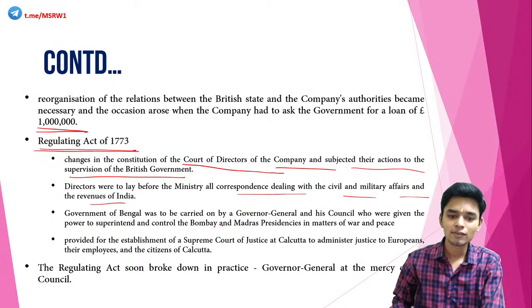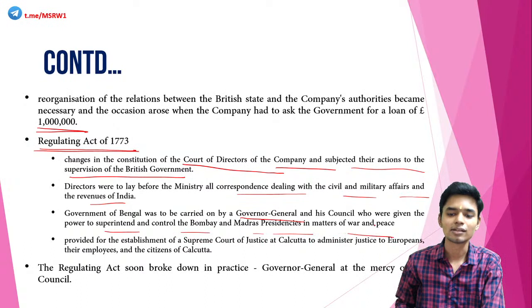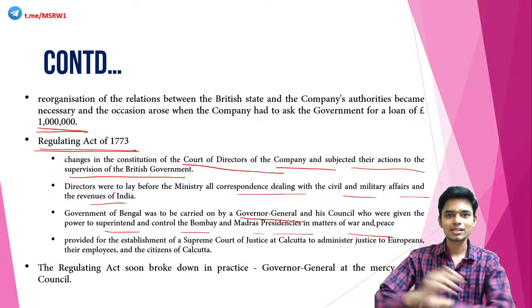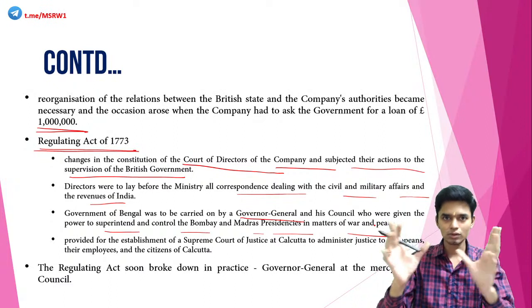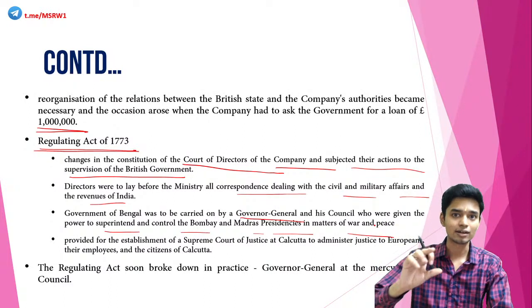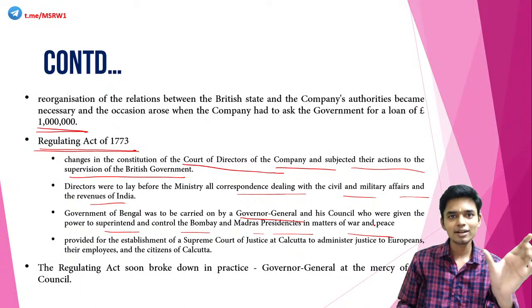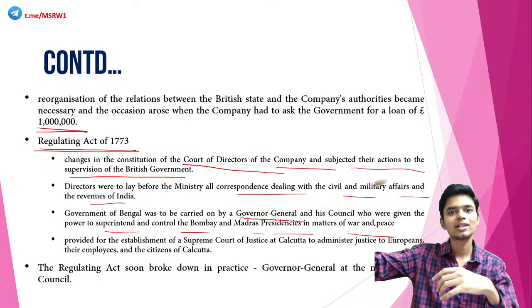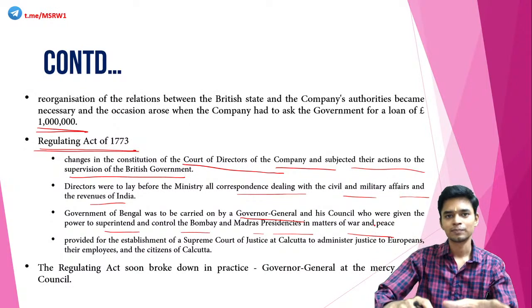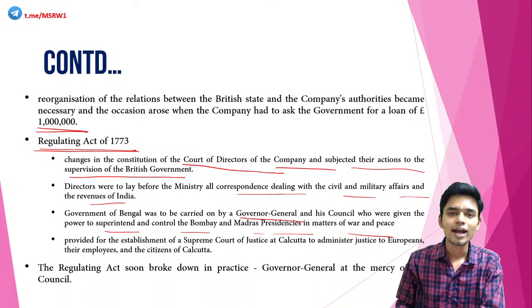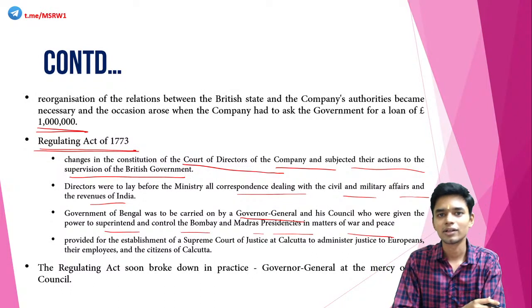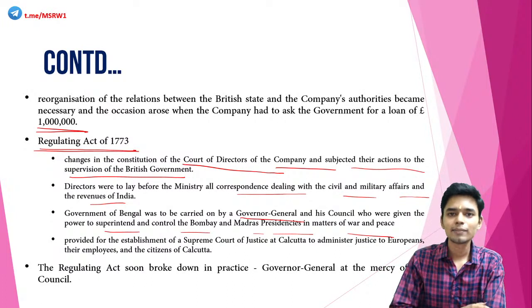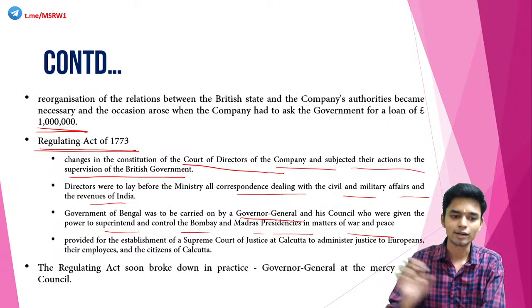Alright, the Government of Bengal was to be carried on by a Governor General and his council, who were given the power to superintend and control the Bombay and Madras presidencies in matters of war and peace. So we see the establishment of a post called Governor General. This is not the Governor General of India. Don't confuse this. The Governor General of Bengal comes first, and later we will see that it becomes the Governor General of India. That post was given later, not here. Anyway, a Governor General and his council were established to look into the affairs of Bengal, Bombay and Madras presidencies in certain matters such as war and peace.